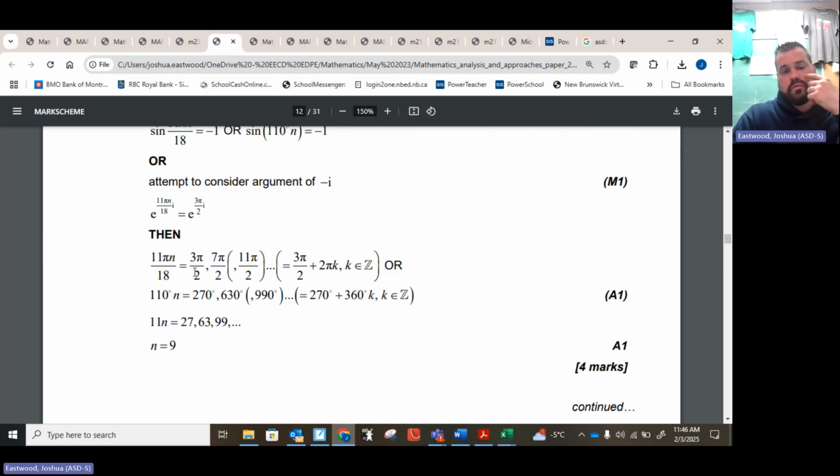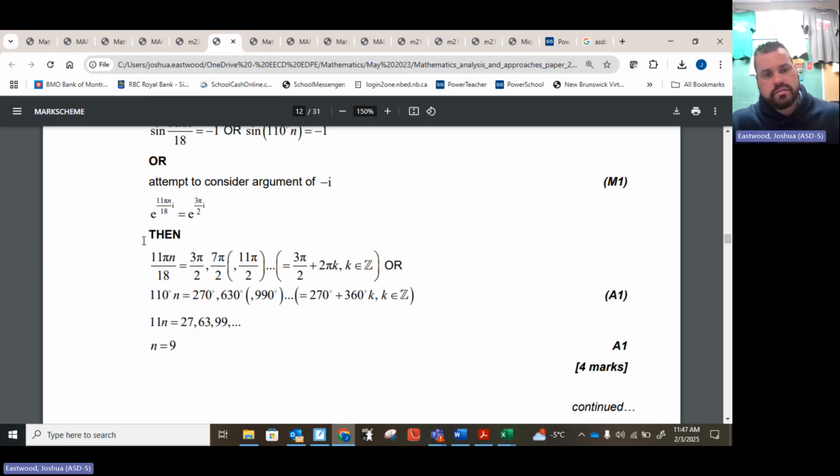So it can be 7 pi over 2 or 11 pi over 2. It just has to be a full circle. So it has to get to 1 full rotation plus that, or 2 full rotations plus that, or whatever. So we're going to look at the smallest one, which means it needs to be 3 pi over 2. In order for it to be 3 pi over 2, I just have to make 11 pi n over 18 equal to 3 pi over 2.